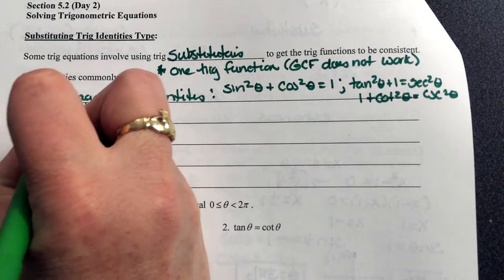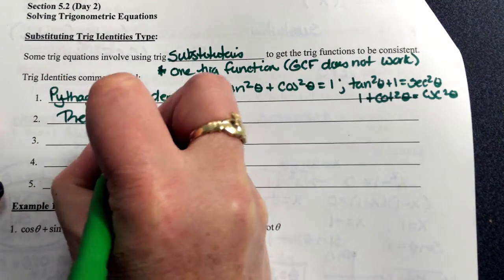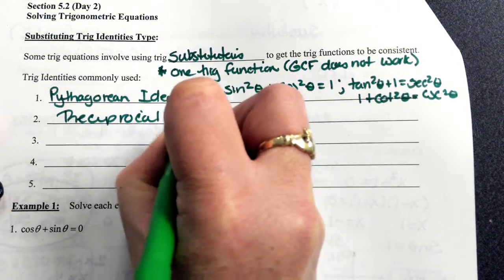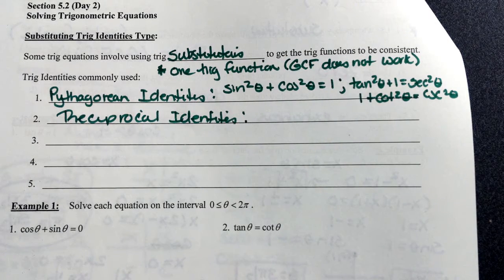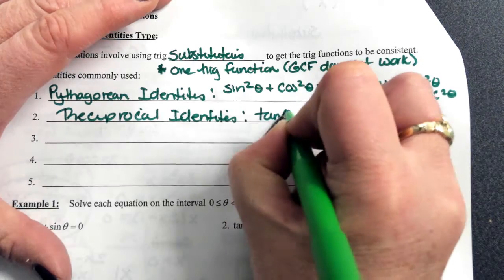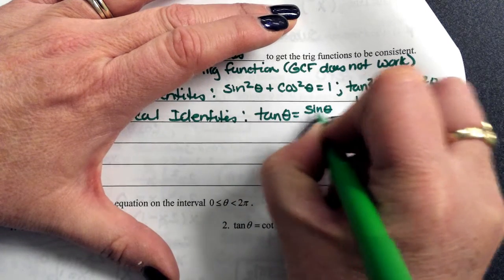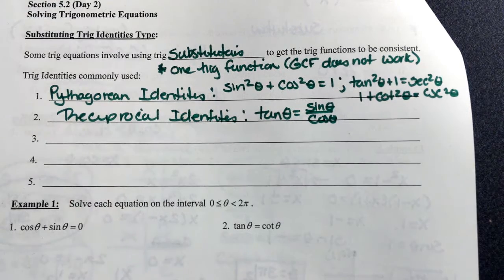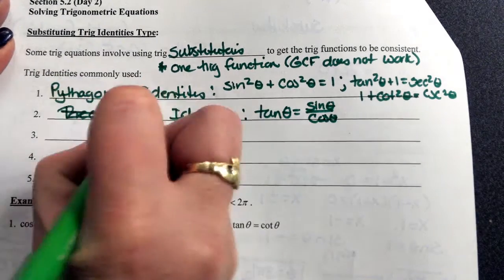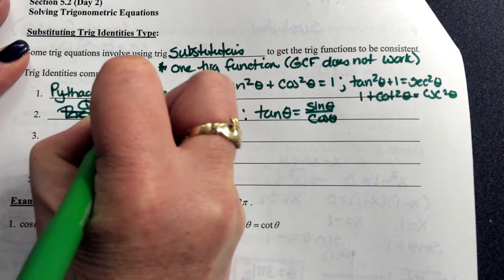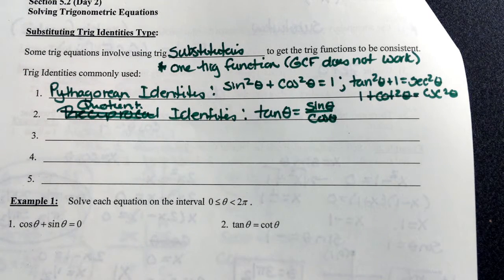Another one that comes up quite a bit is your reciprocal identities. So remember, the reciprocal identities is when tangent of theta is equal to sine theta over cosine theta. Oh, you're right. We'll change this word to quotient. See, I'm still on my snow day. We use quotient identities too. That was going to be number 3. So we use quotient identities too.